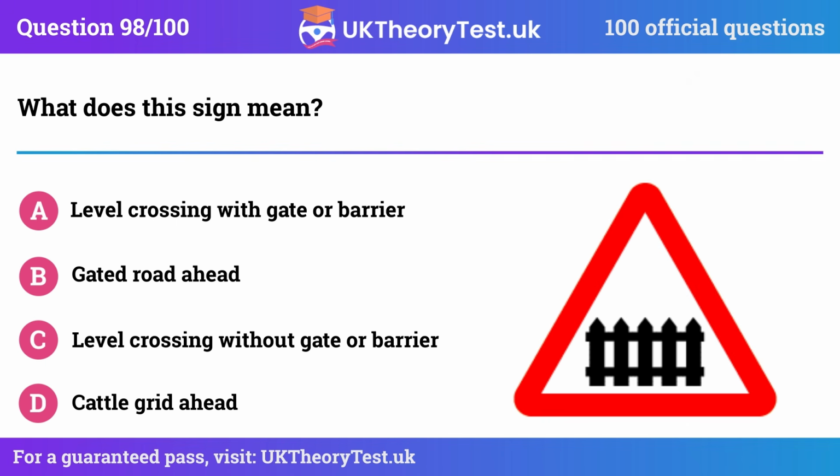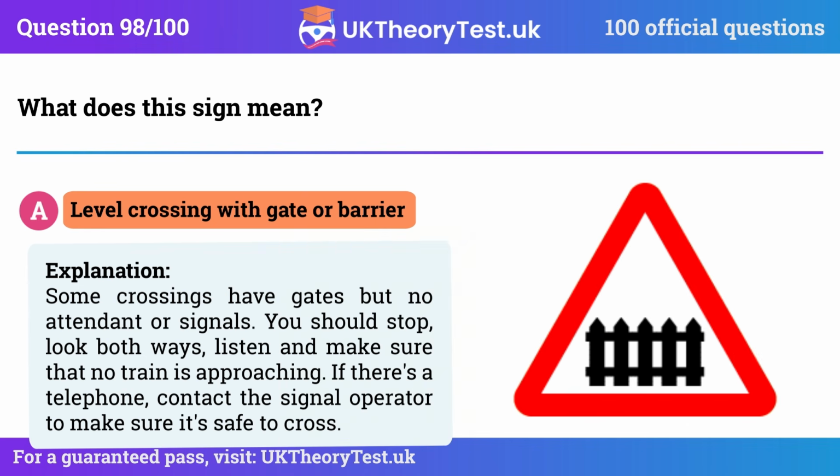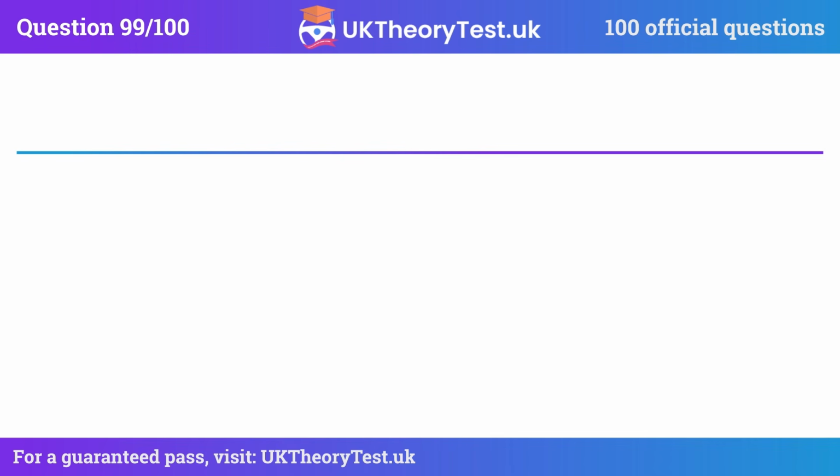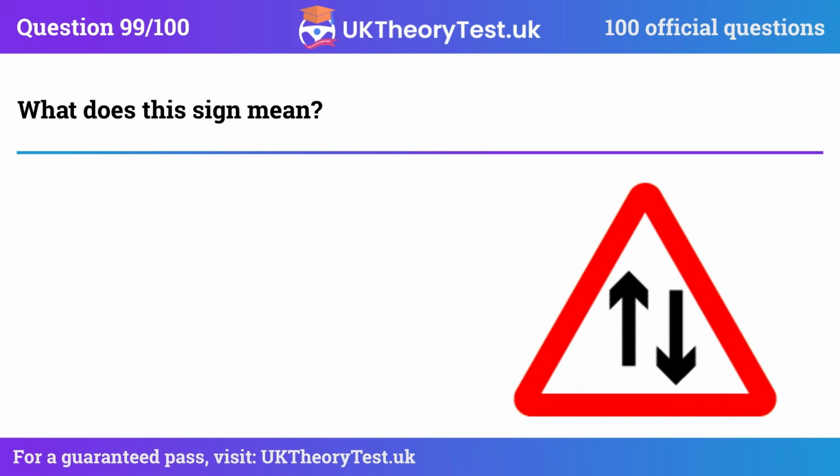The correct answer is A. Level crossing with gate or barrier. Explanation. Some crossings have gates, but no attendant or signals. You should stop, look both ways, listen, and make sure that no train is approaching. If there's a telephone, contact the signal operator to make sure it's safe to cross. Question 99. What does this sign mean?